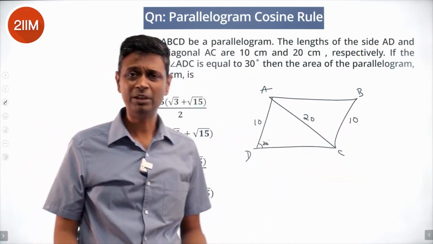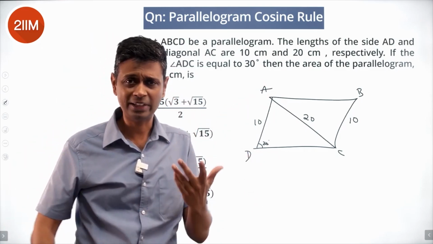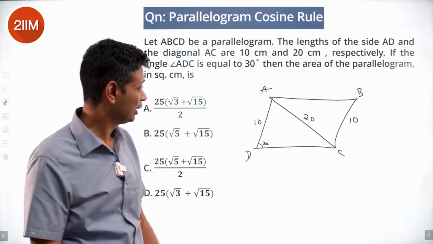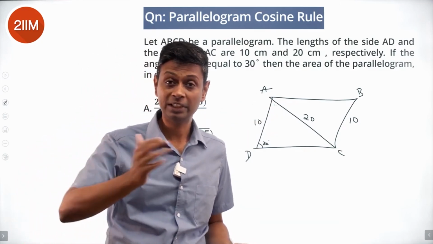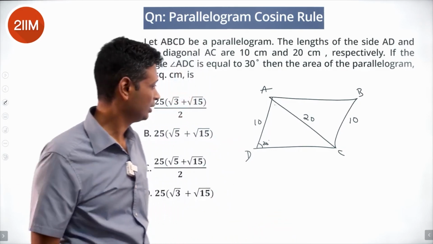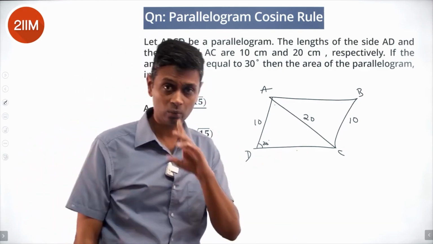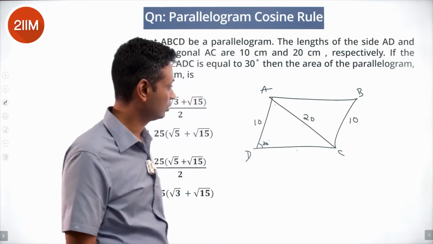So we need to find base into height. We don't know the height. I thought of using some trigonometry and finding the height. There's no direct way. If this angle were 30, brilliant: half into half BC sin A, we're finding the area and we are through. It is not. We have to find some other way of doing this. We can find this using cosine rule. Somehow we can manage and find this side. Let's do that.